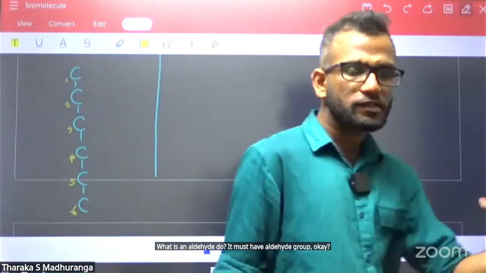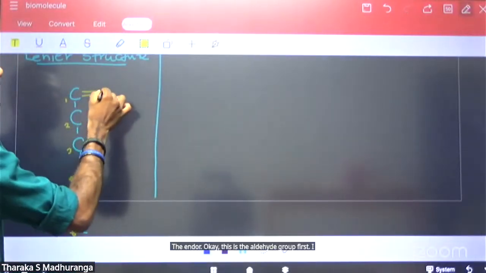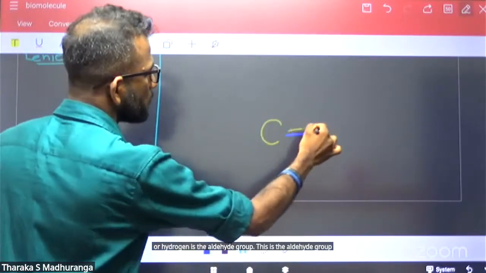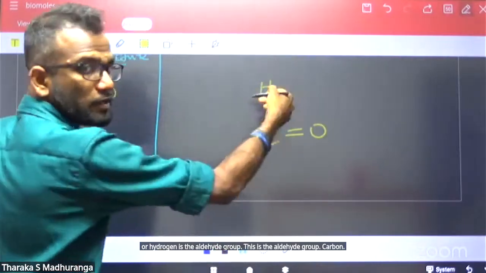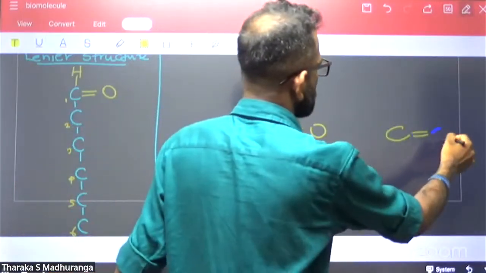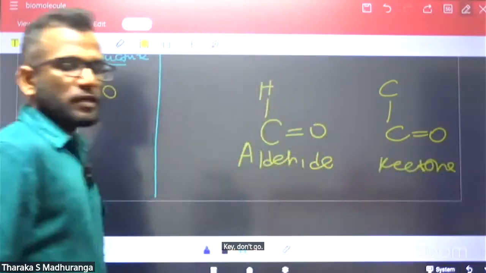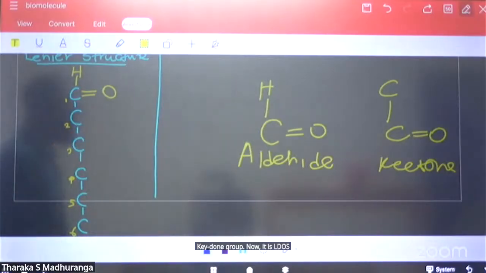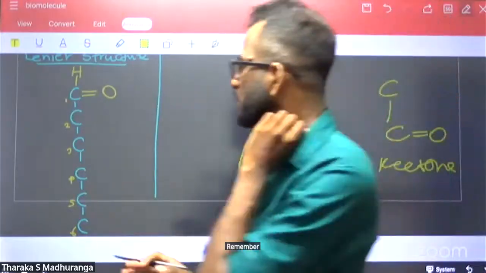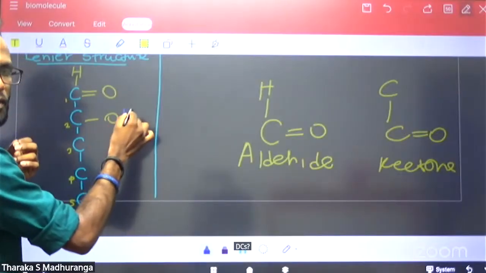The aldehyde group is at the end. Okay, this is the aldehyde group first. I told you CHO is the aldehyde group, and the ketone group is C double bond O. Now it is an aldose, so it has the aldehyde group. Okay, remember, this is OH.